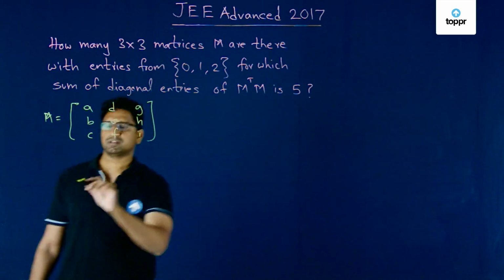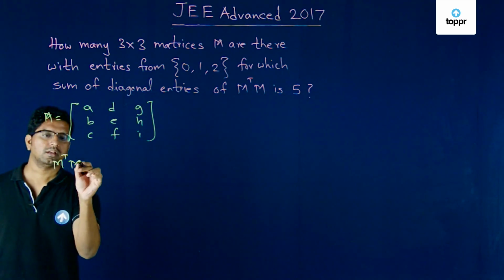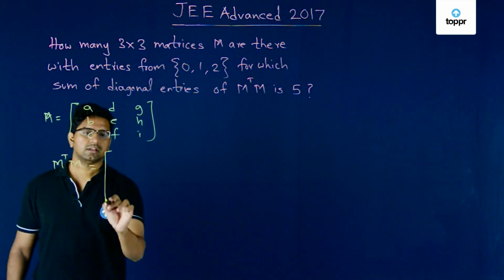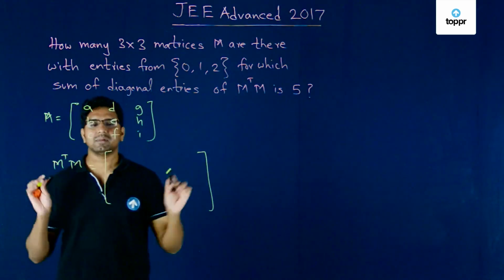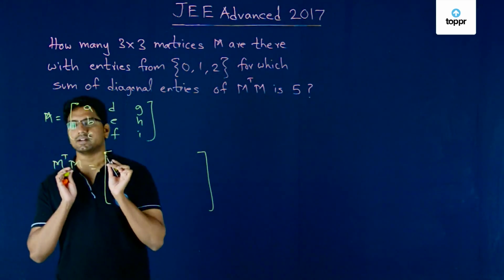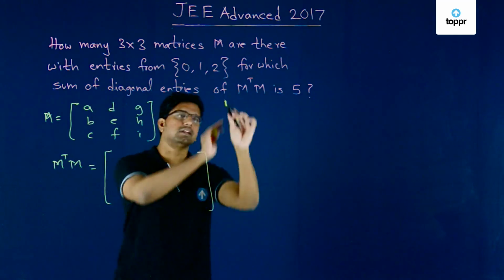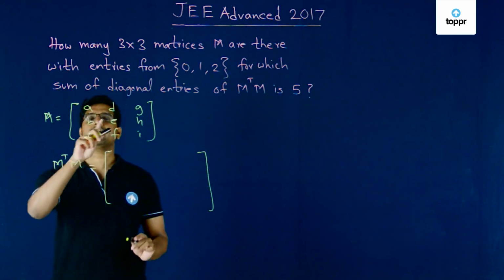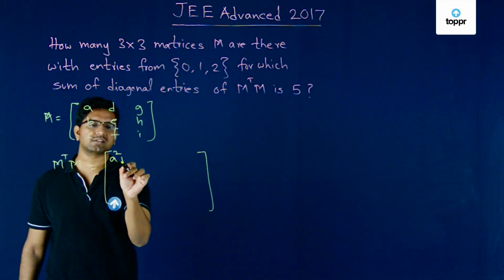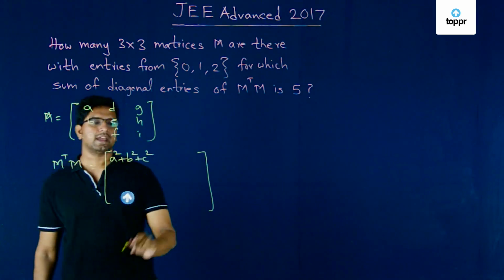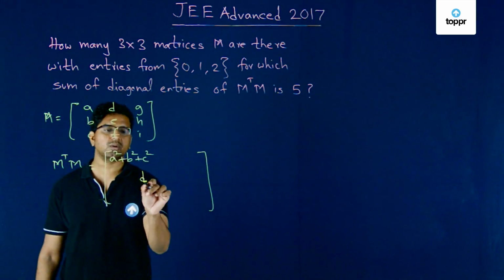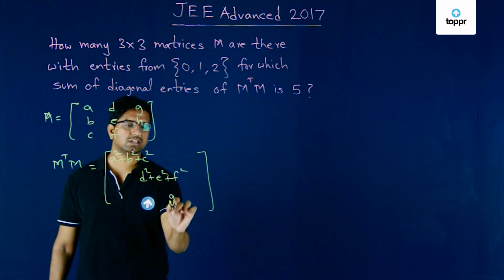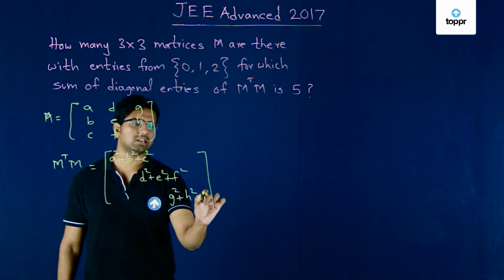Okay, so M transpose M would be equal to, so what is happening is, let's not bother about the entire matrix, but rather just write down the diagonal entries, because all that is mattering is the sum of the diagonal elements. So have a look at the first diagonal element, it will be A square plus B square plus C square. And the second diagonal element will be D square plus E square plus F square. And finally the third diagonal element will be G square plus H square plus I square.